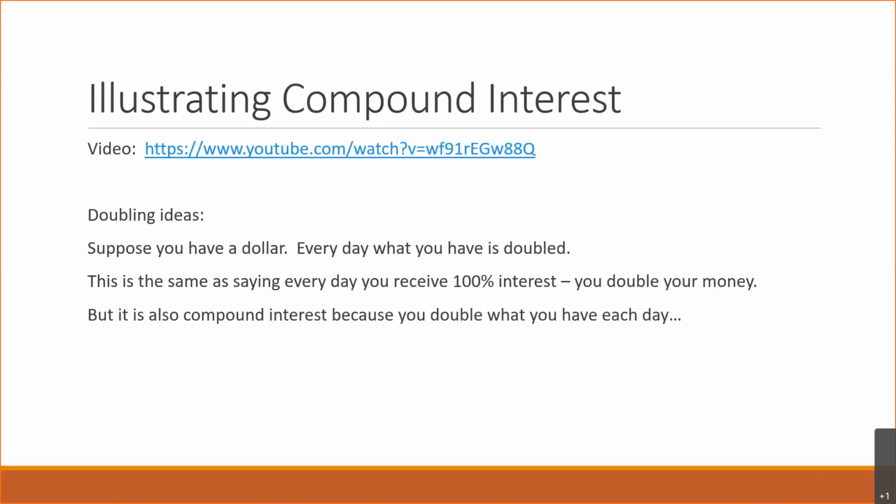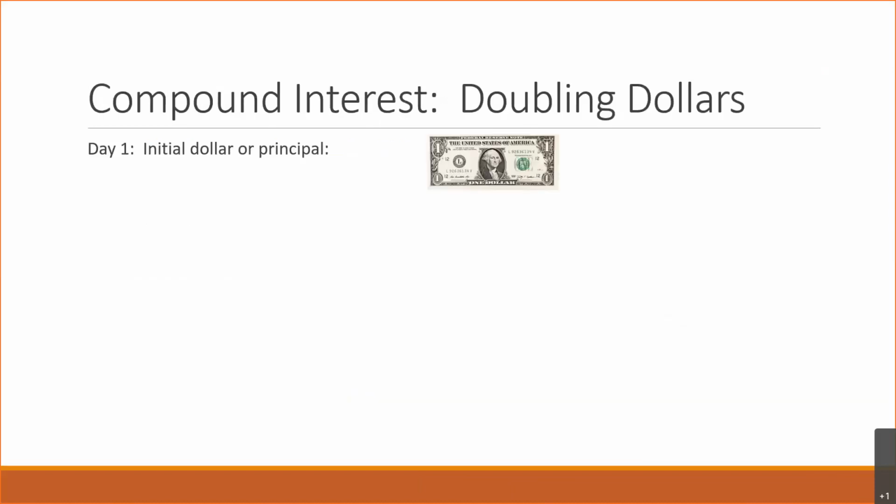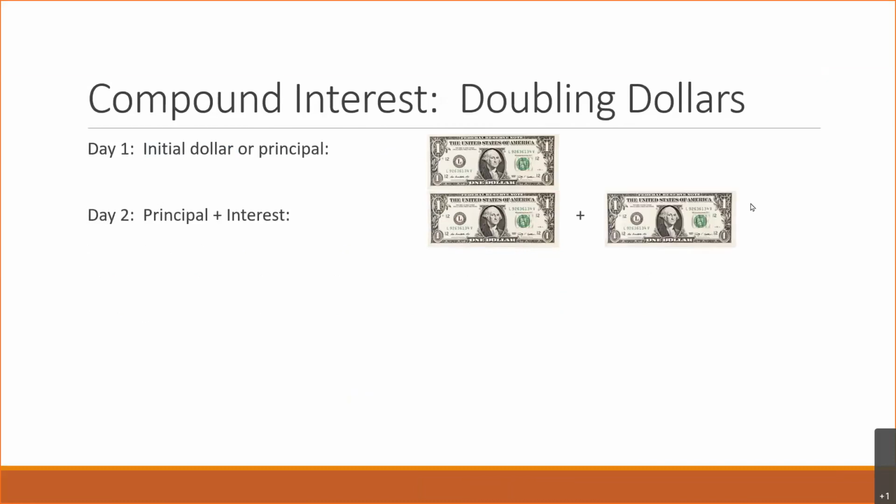So this is an example of compound interest, right? To show that, you start out with the initial dollar, or the principal. And then on the second day, you have the principal plus the interest. So you have the principal that you start out with, and then you have interest, right? So you have an extra dollar, you have $2. So principal plus interest there.